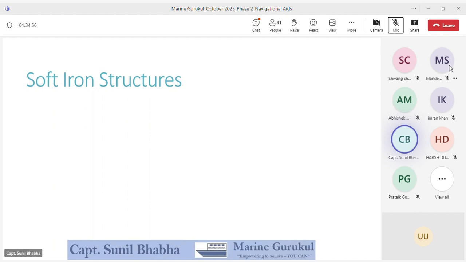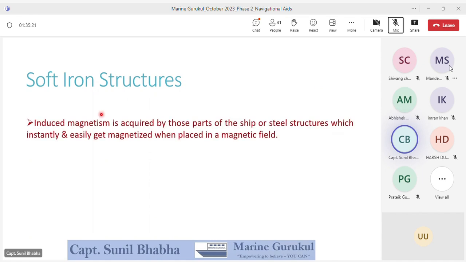Now, based on what type of magnetism is acquired by a particular structure or part of the ship, it is divided into two types. All the structures are divided into two categories. The first category is known as soft iron structures, and the second category is known as hard iron structures. Let us see them one by one.